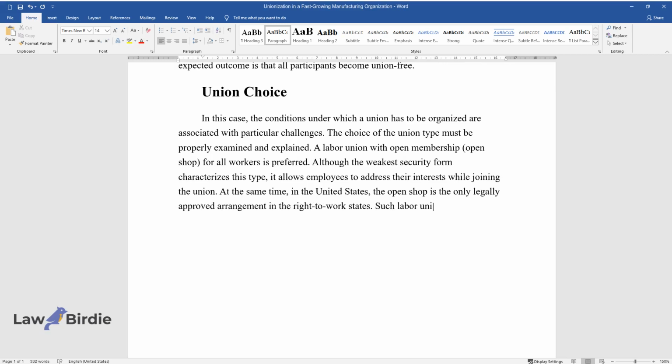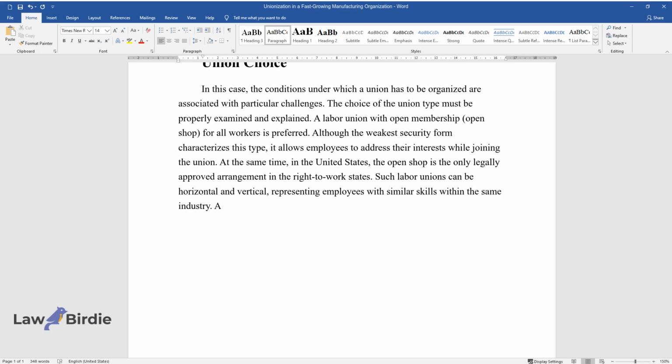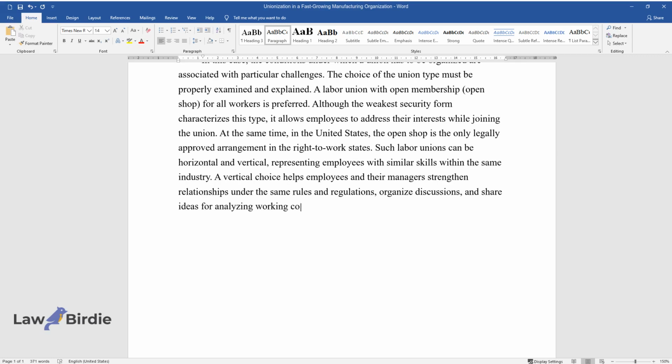Such labor unions can be horizontal and vertical, representing employees with similar skills within the same industry. A vertical choice helps employees and their managers strengthen relationships under the same rules and regulations, organize discussions, and share ideas for analyzing working conditions and wage changes as the major goals.